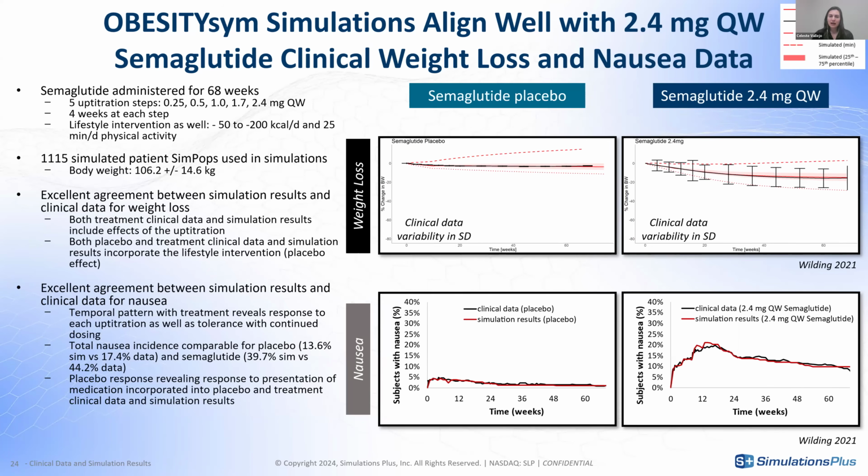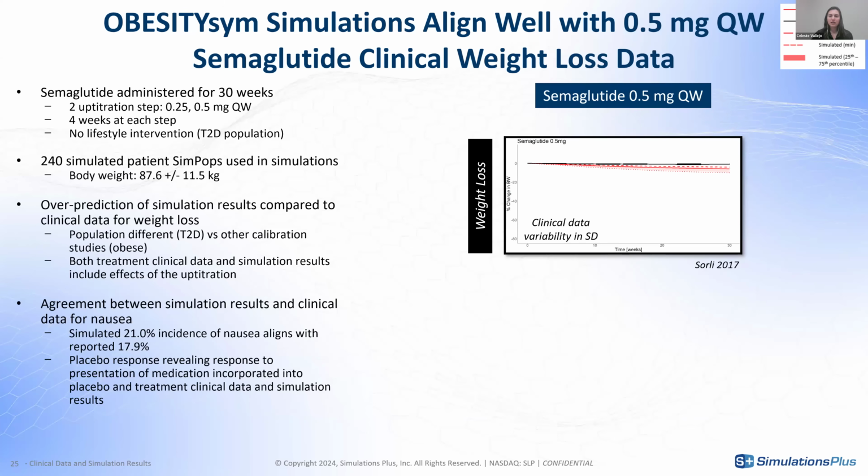So if you go to the next slide, we also had a study that was done with semaglutide again, but this time in type 2 diabetes patients that we were able to use within OBESITYsym. So semaglutide was administered over the course of 30 weeks. We still had 2 dosing up titration steps, but no lifestyle intervention because of the patient population that was being considered. And so you'll notice that there are a couple of differences between a study done in type 2 diabetes patients versus obesity patients. As Scott mentioned, the dosing is going to be a little bit lower in those type 2 diabetes patients, as well as the body weight is going to be lower.